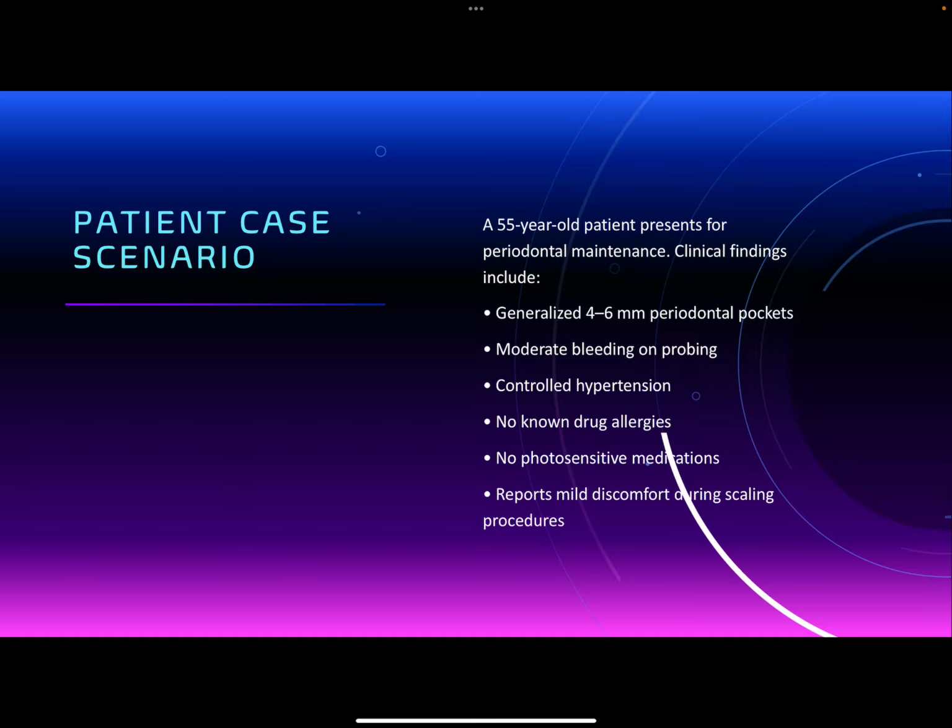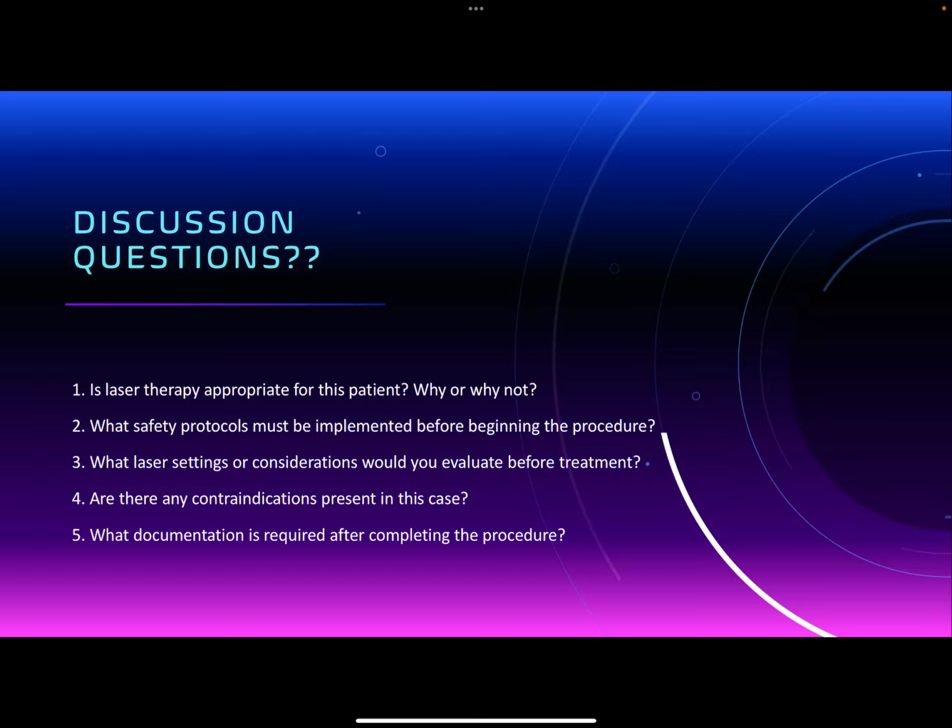So a patient is a 55-year-old patient, presents for periodontal maintenance. Clinical findings include generalized 4 to 6 millimeter pockets, moderate bleeding on probing, controlled hypertension, no known drug allergies, no photosensitive medications, and reports mild discomfort during scaling procedures.